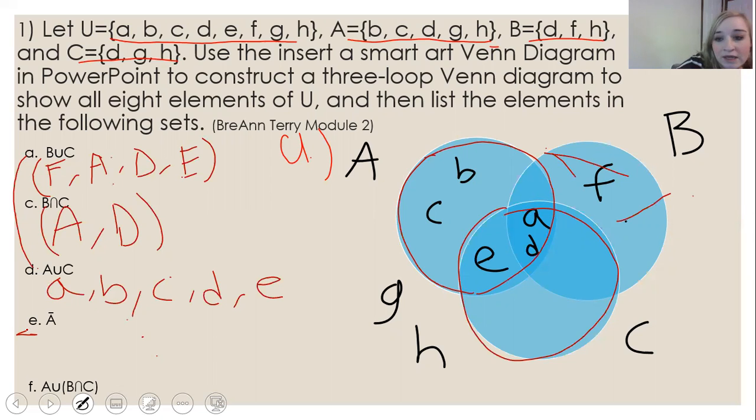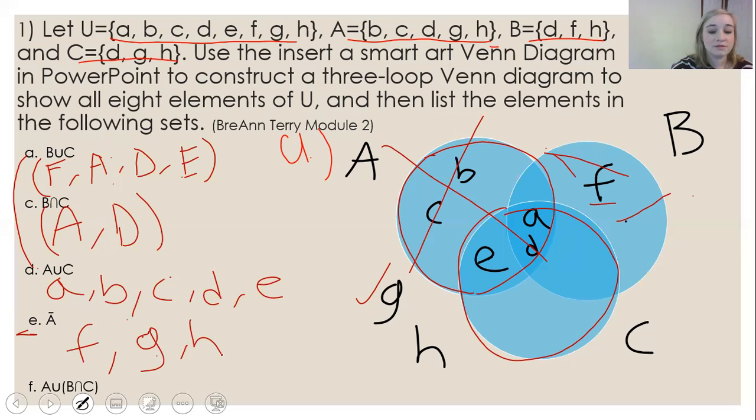So what that's going to be is we're going to exclude this. So it's going to be F, G, and H. So everything else is represented by the A circle. So that's what that one's going to be. So moving on to our very last one.